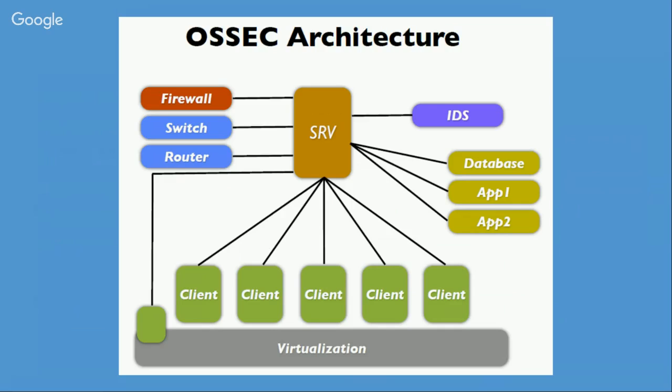So your firewall, switch, router, your IDS all report back to the server based off rules again, and all of this can be set up inside the server on Ossec to monitor these various devices. If you are using a database, application 1 and 2, you don't have to, but it would monitor that as well. And then all your clients would work back and forth. All reporting and logs would be created on rules that are broken.